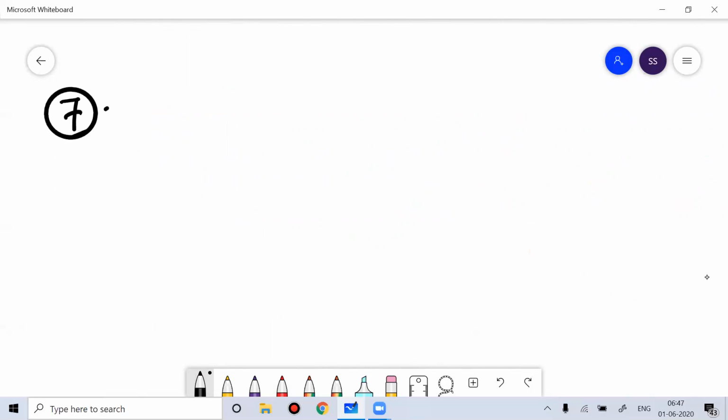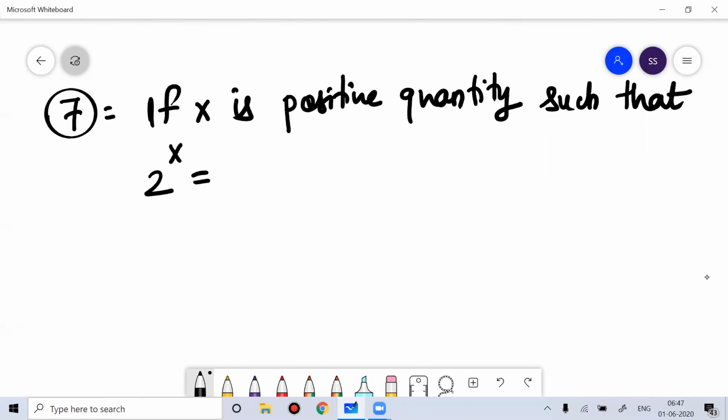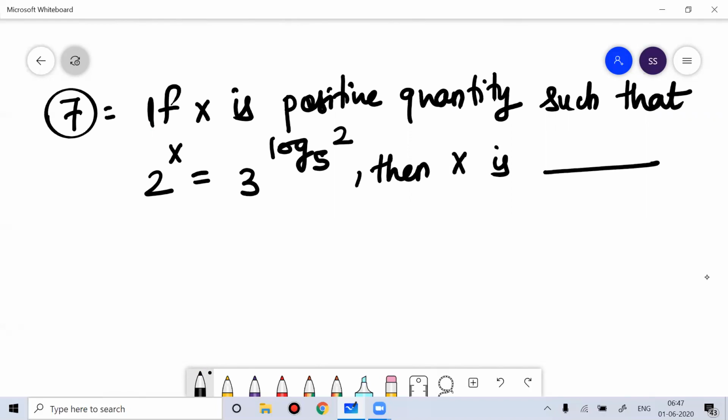Question number 7. If x is a positive quantity, such that 2 to the power x is equal to 3 log base 5 to, then x is equal to, okay. So very simple question.